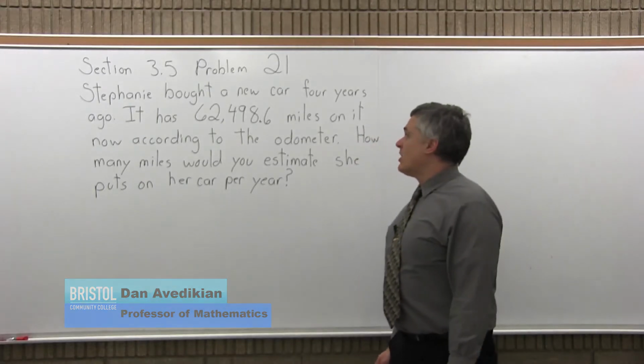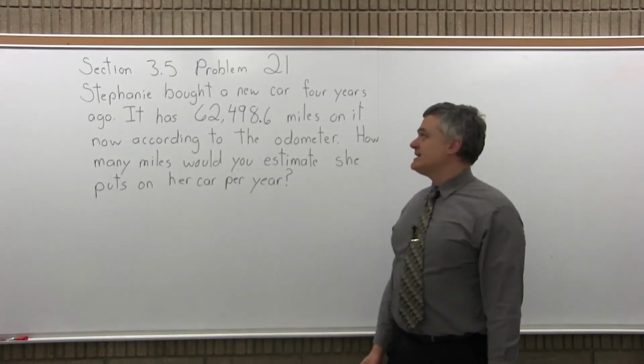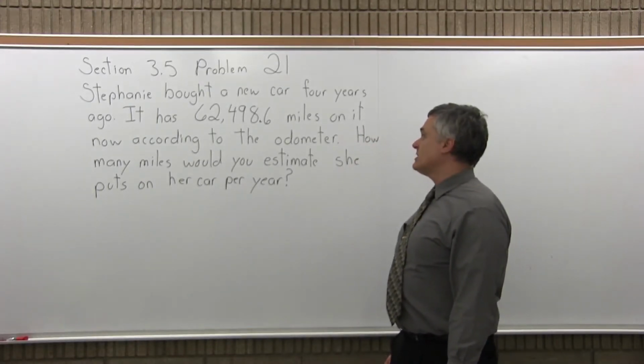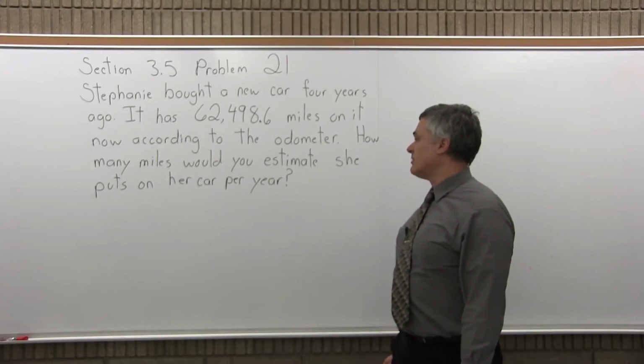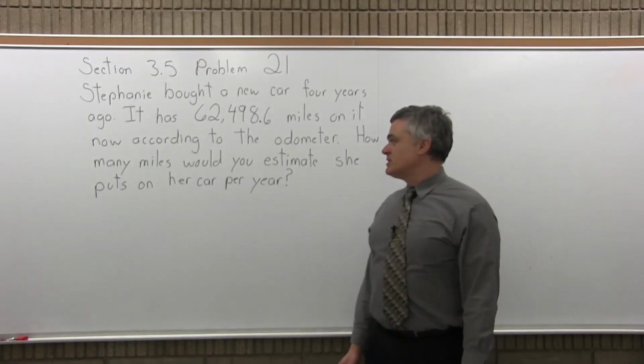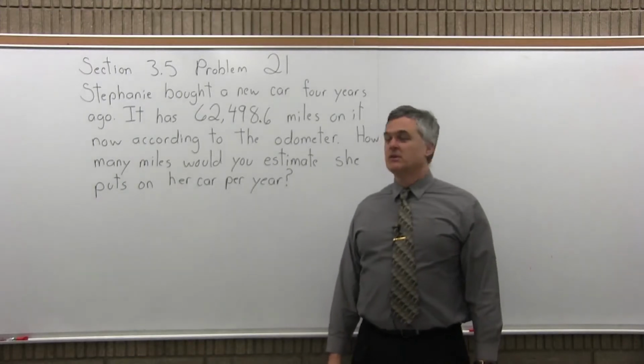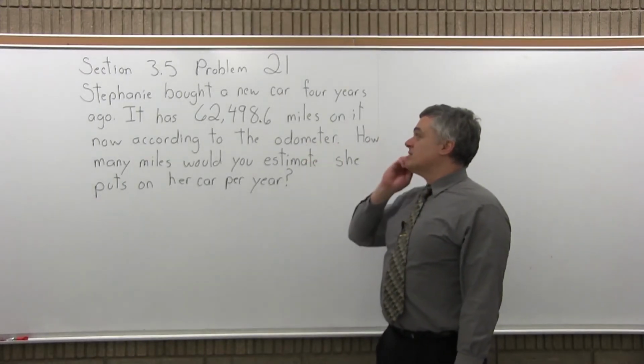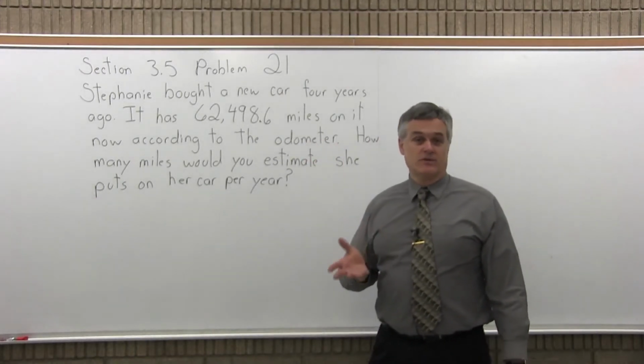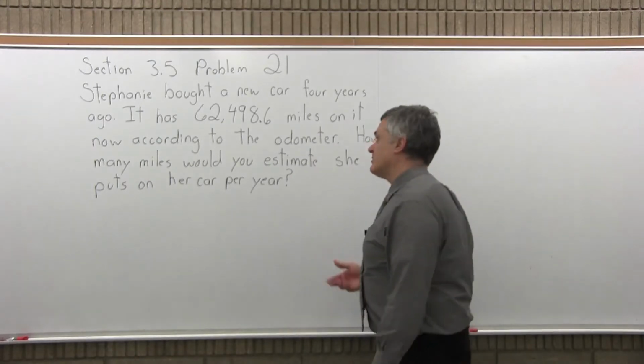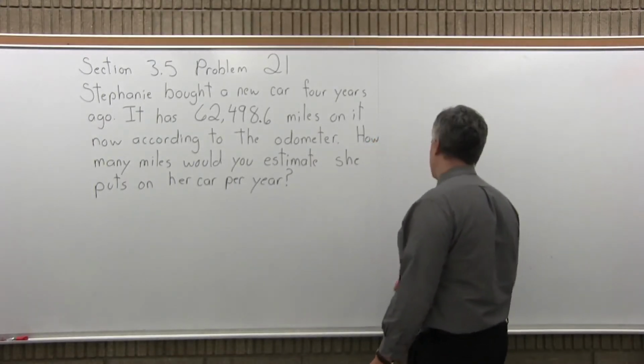It says, Stephanie bought a new car 4 years ago. It has 62,498.6 miles on it now, according to the odometer. How many miles would you estimate she puts on her car per year? So if she has a little over 62,000 over a 4-year period, you want to divide by 4, and it'll estimate pretty well for you how many miles she puts on per year.